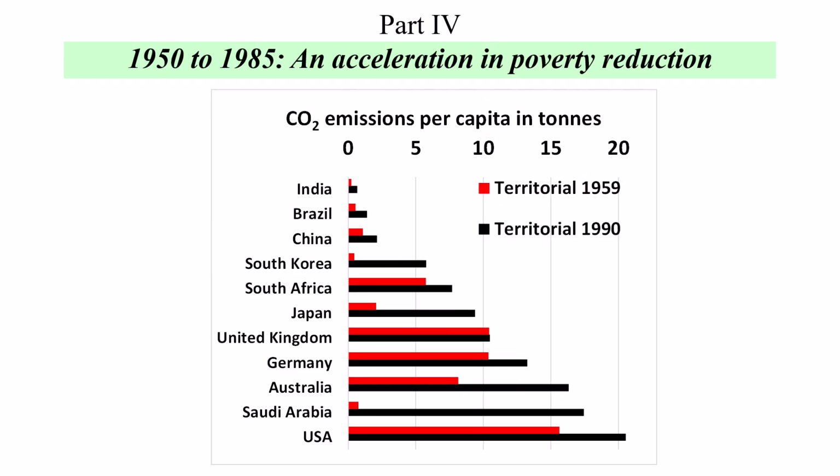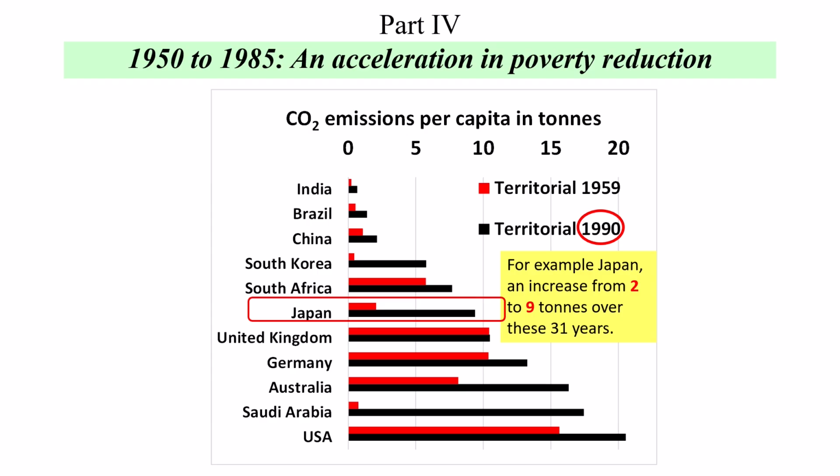Next, the values for roughly the end of my period. These are actually 1990 values. And here I've sorted the 11 countries by their 1990 values. We see how emissions per person increased as the average person became better off and was able to consume more things such as energy and electricity. And we see the enormous differences between countries when it comes to per person emissions.